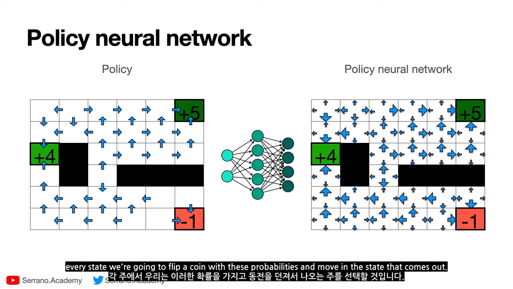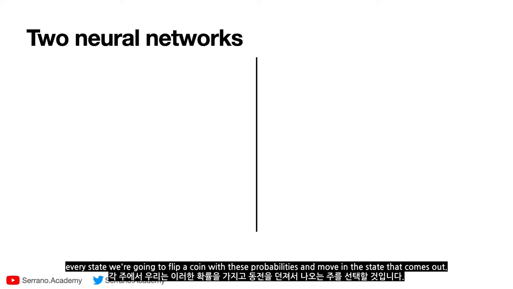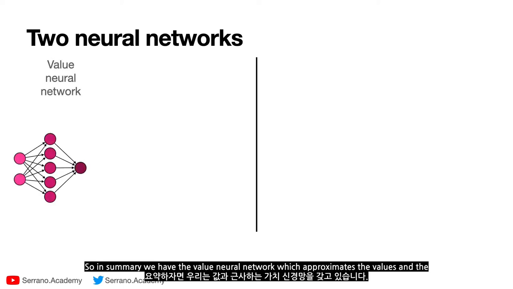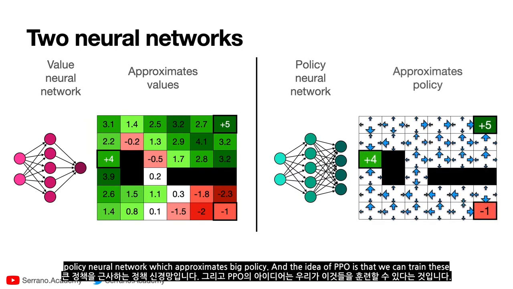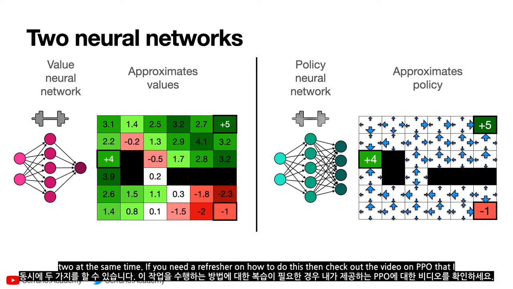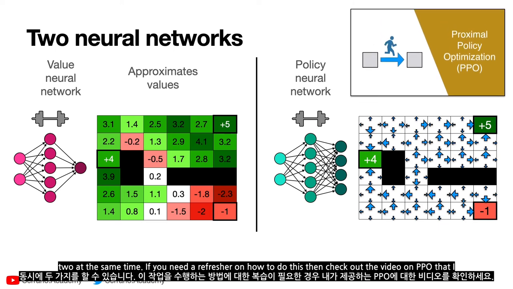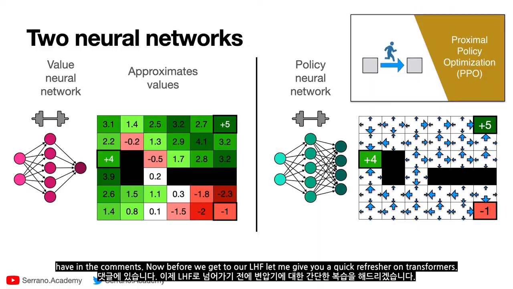But at every state, we're going to flip a coin with these probabilities and move to the state that comes out. So in summary, we have the value neural network, which approximates the values, and the policy neural network, which approximates the policy. And the idea of PPO is that we can train these two at the same time. If you need a refresher on how to do this, then check out the video on PPO that I have in the comments.